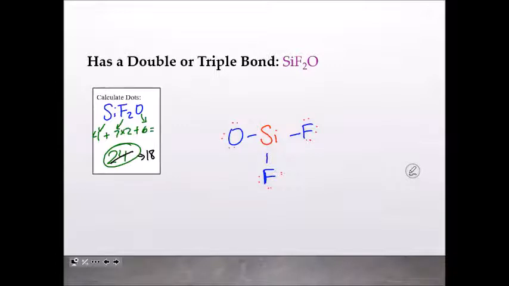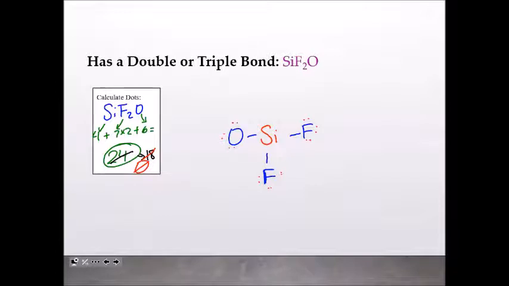So that was how many? 18. Now we're down to 0. Okay, we no longer have any more electrons to contribute to the structure. But you should see a problem here. What is the problem? Silicon is not satisfied. Silicon only has 6. So this is a problem.